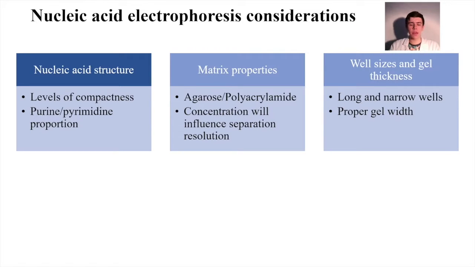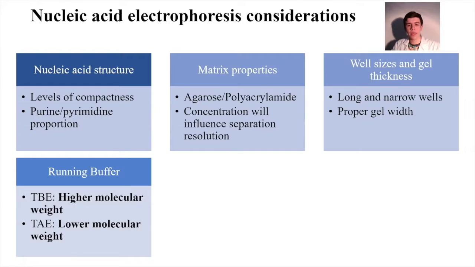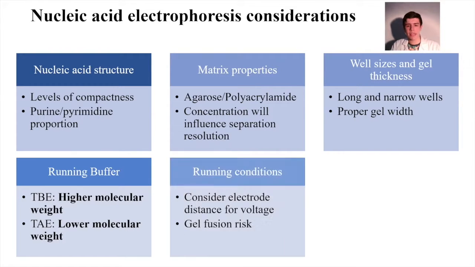Well sizes and gel thickness. An excessive width of the gel may cause the bands to diffuse, and the well form, according to Thermo Fisher, is recommended to be long and narrow to enhance a better resolution and to avoid smears. Running buffer. For lower molecular weight samples, use TBE, and for increased molecular weights, use TAE.